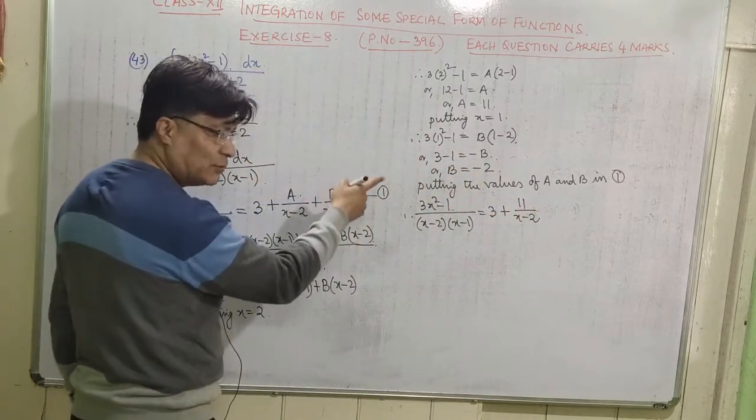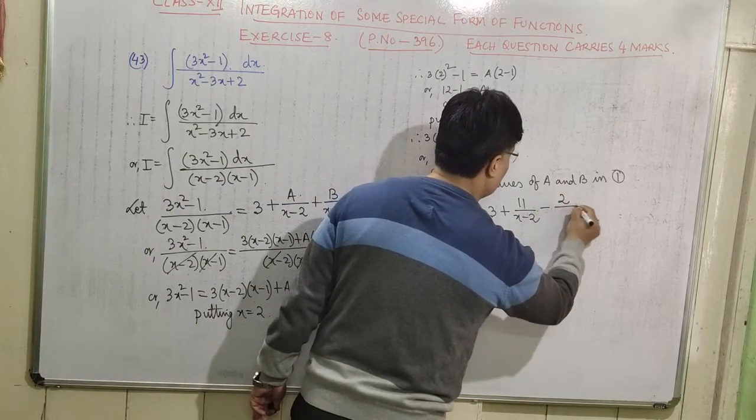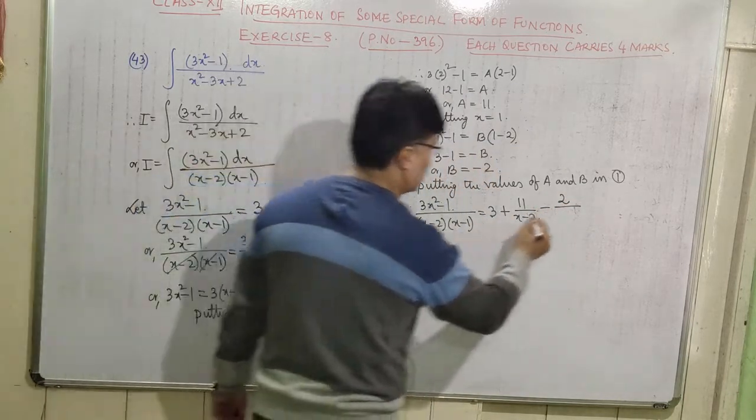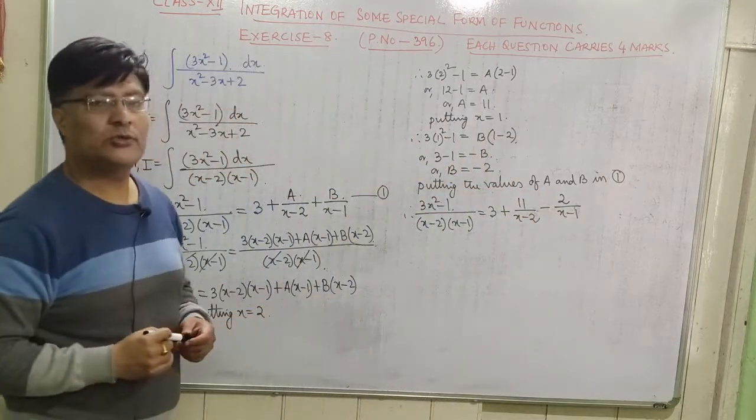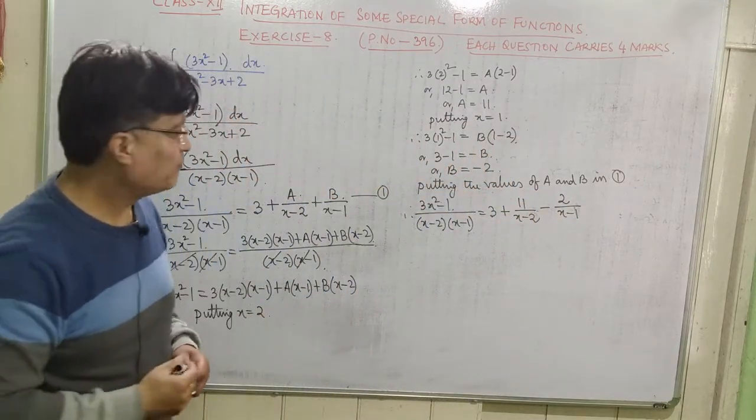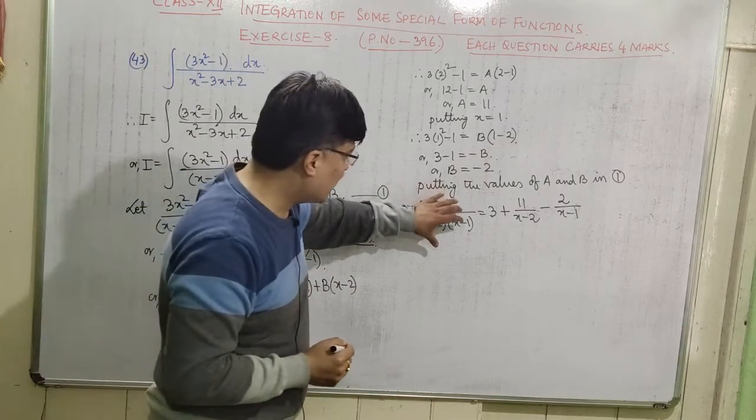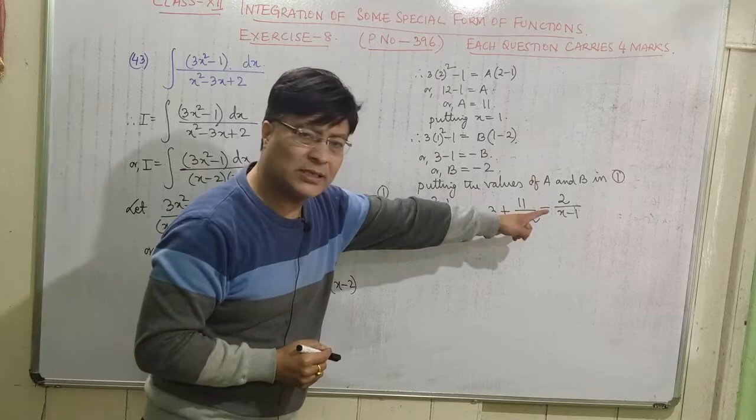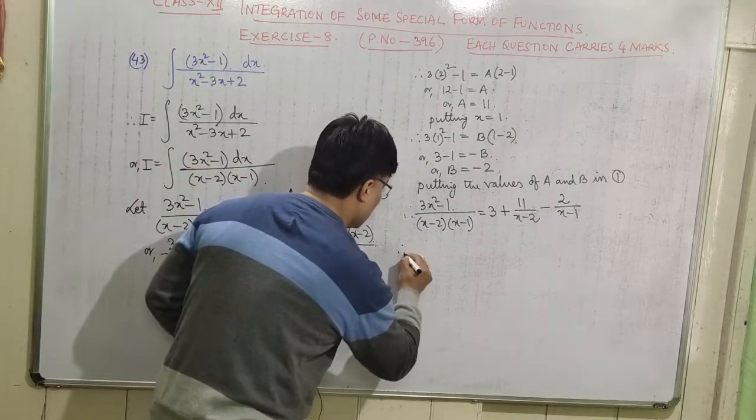And what is the value for capital B? That is minus 2. Plus into minus, minus 2 divided by x minus 1. So I think you have understood it. Okay. So this is the partial fraction. So instead of this fraction in integration, we'll put this partial fraction. So what is capital I now?